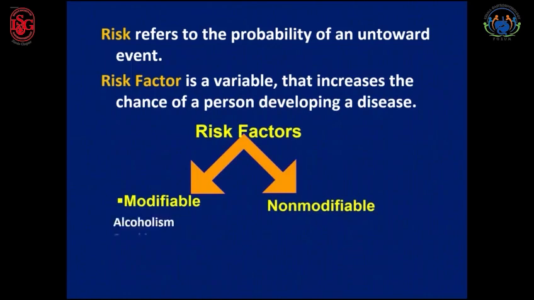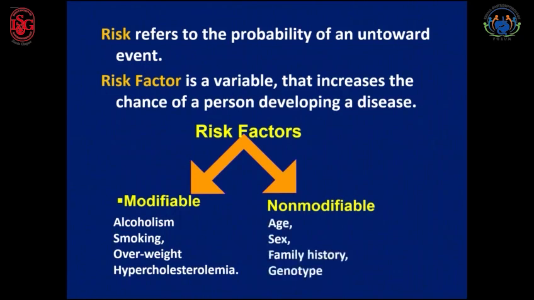Modifiable risk factors are alcoholism, smoking, overweight, hypercholesterolemia, etc. We can modify these risk factors, like we can stop alcoholism, treat hypercholesterolemia, and so forth. But non-modifiable risk factors are beyond our control, like age, gender, family history, genotype. These are non-modifiable risk factors.